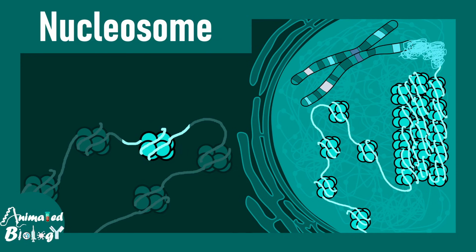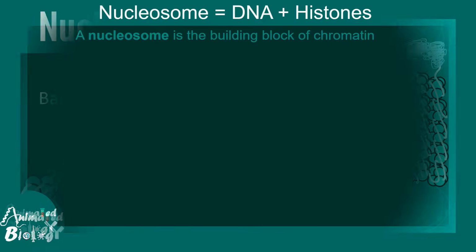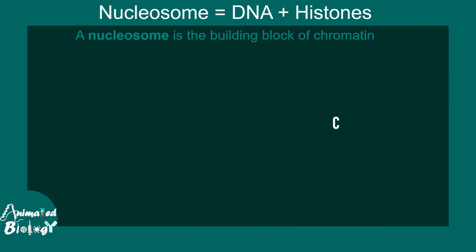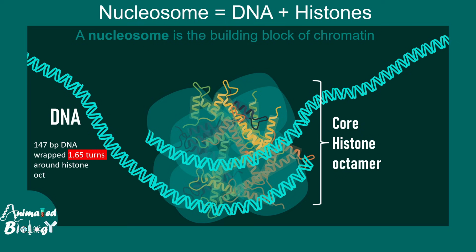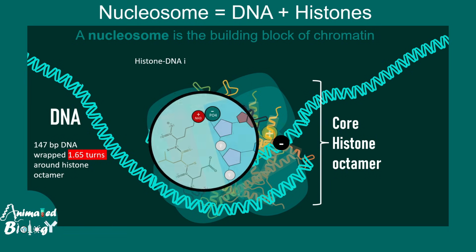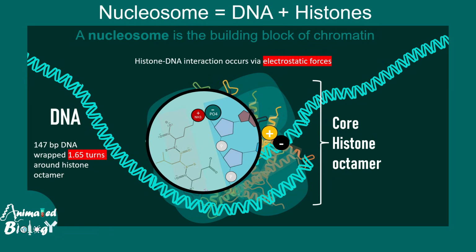Nucleosomes are the fundamental components of the chromatin, and this is the building block of the chromatin. It comprises a core histone octamer and DNA that wraps around the histone, about 1.6 turns, around 147 base pairs of DNA. The DNA-histone interaction is electrostatic in nature. The phosphate backbone interacts with the NH3 group in the lysine residues of the histone.